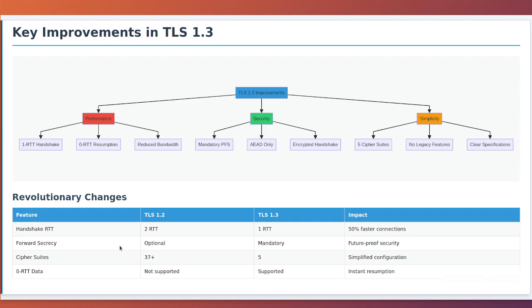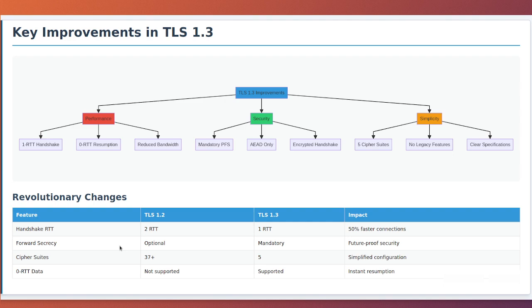The most significant improvement is the faster handshake. TLS 1.3 reduces the handshake from 2 round trips to just 1 round trip in most cases. This means that establishing a secure connection now takes half the time it used to. In cloud environments where you might be establishing thousands of connections per second, this performance improvement is massive. I've seen real-world applications reduce their connection setup time by 100 to 200 milliseconds per connection, which adds up quickly.